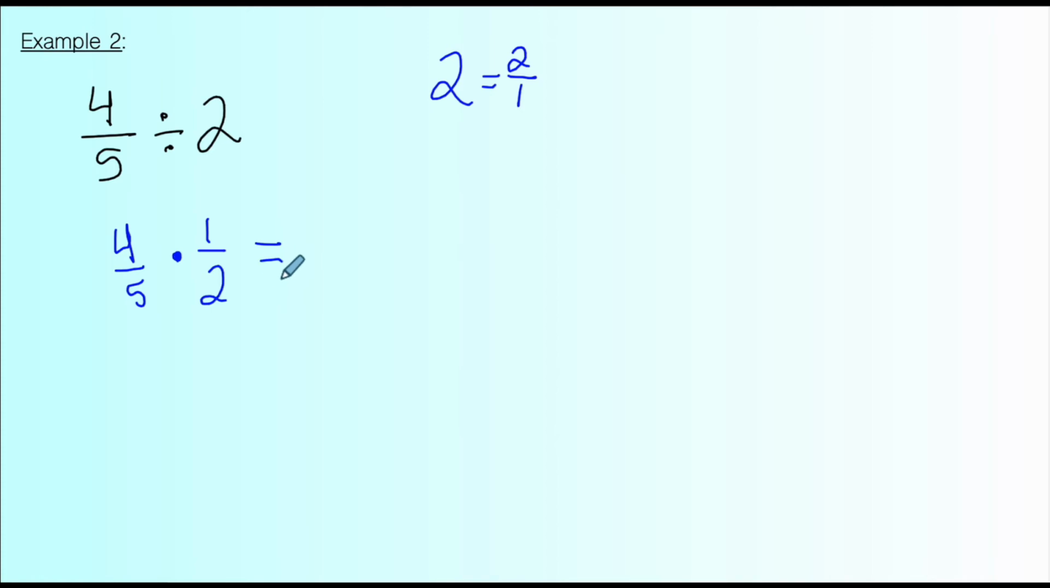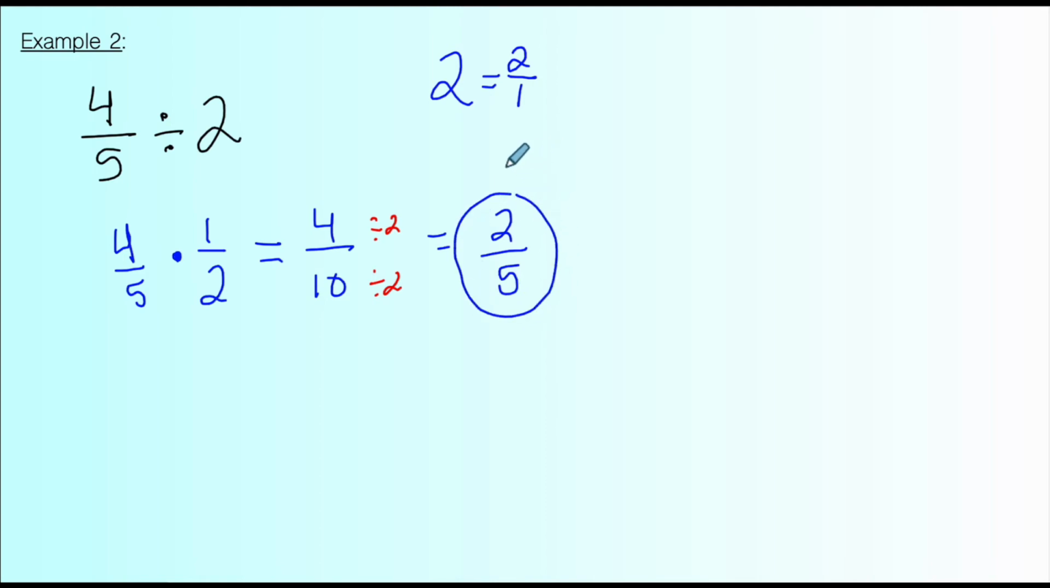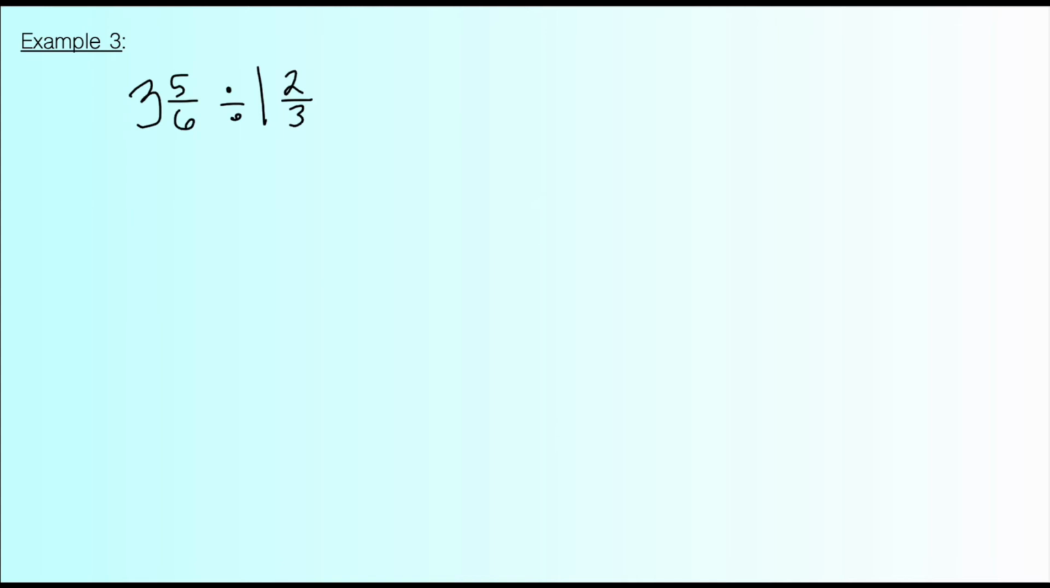And now this is fairly straightforward. 4 times 1 is 4. 5 times 2 is 10. 4/10, you can simplify a little bit by dividing both of the numbers by 2. And so then my final answer should be 2/5. Best possible simplified answer. Woohoo! All right, one more.